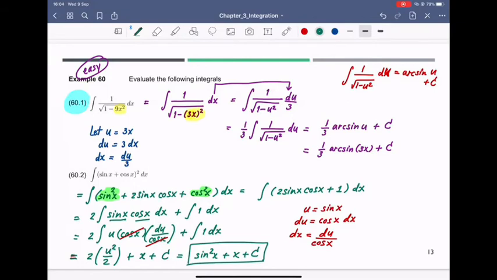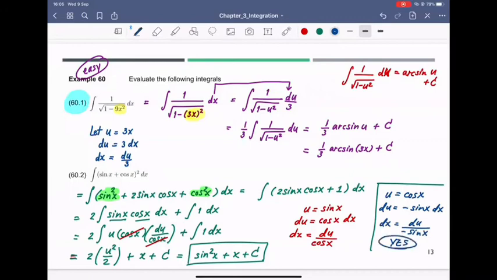Is that hard? No, right? I hope you find that those questions, example 59 and 60, are easy ones. Some of you are going to ask me, Ajahn, can I choose a different u? Some of you are going to say, Ajahn, what if I pick u to be cosine x, and then my du is going to be negative sine x dx, and then my dx is going to be du over negative sine x. Can I do that? The answer is yes.